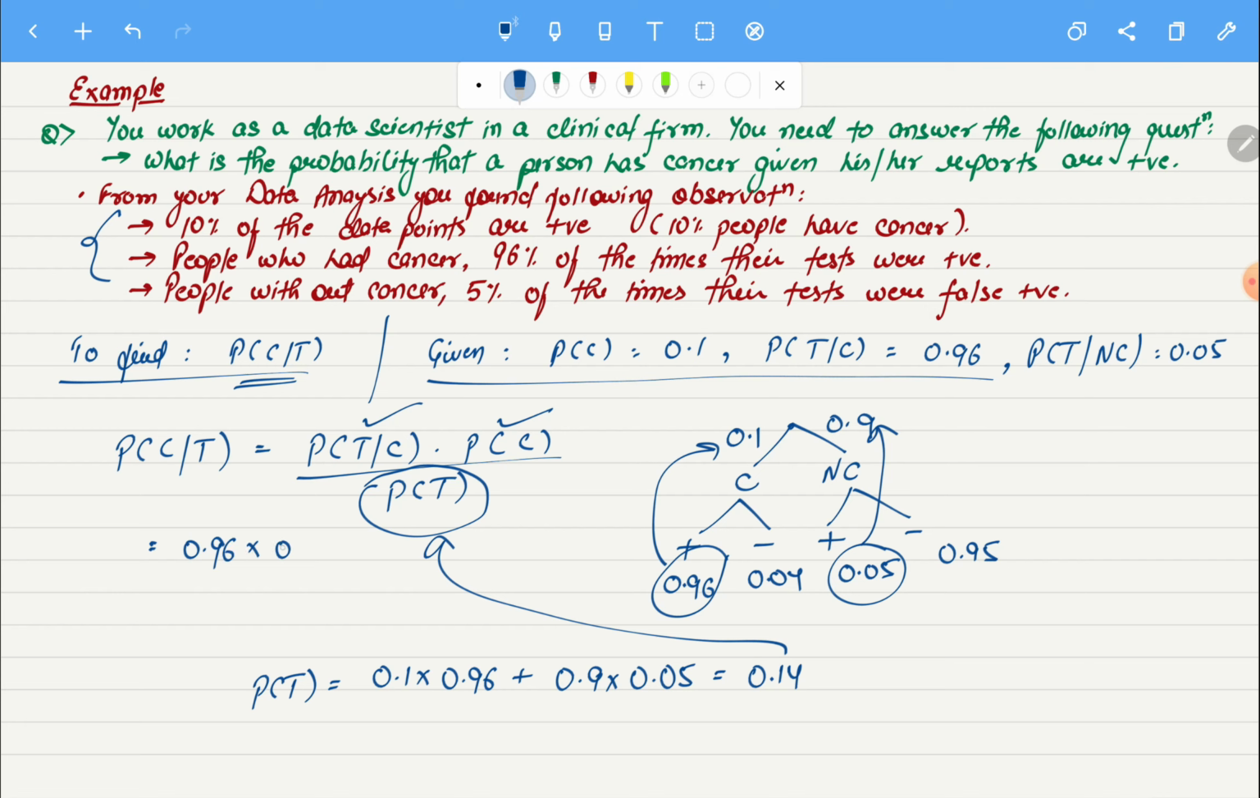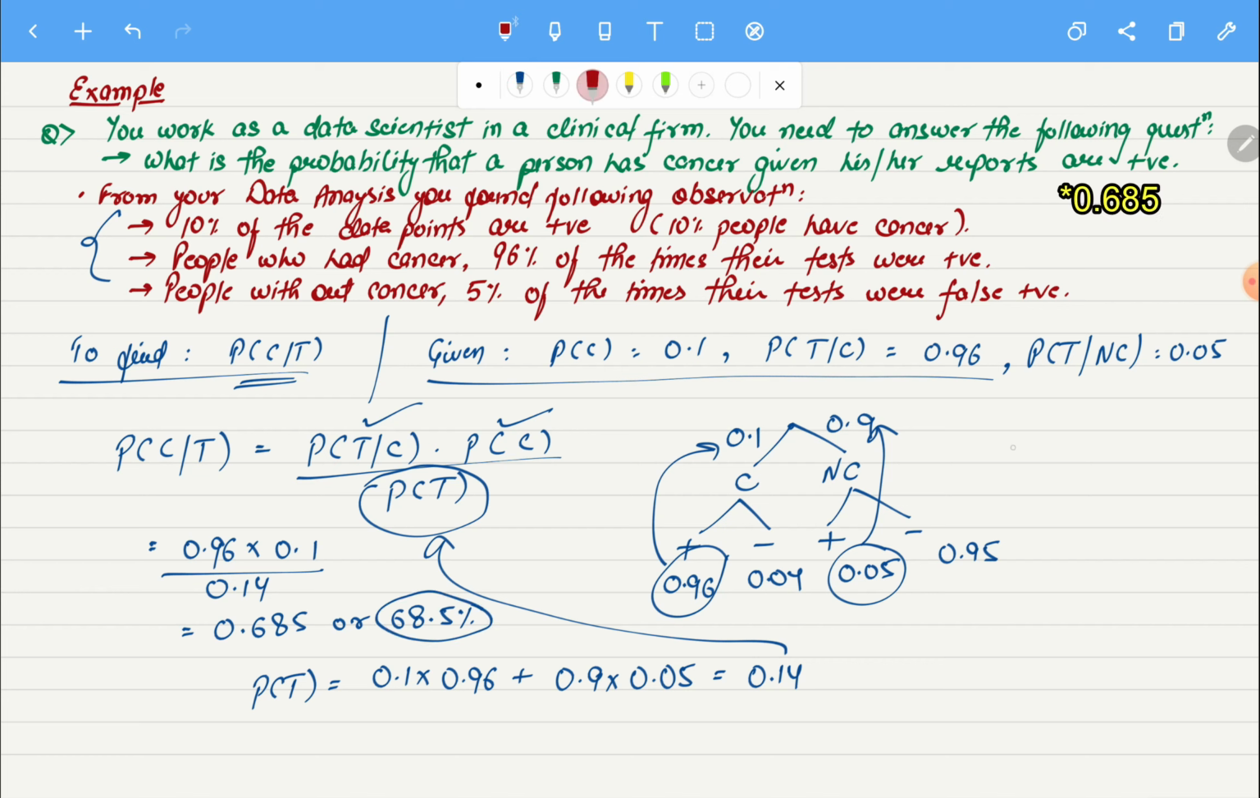Now we will put this value in this equation. 0.96 into 0.1 divided by 0.14, and here we got 0.685 or 68.5%. So the probability that a person has cancer given his reports are positive is 68.5%.